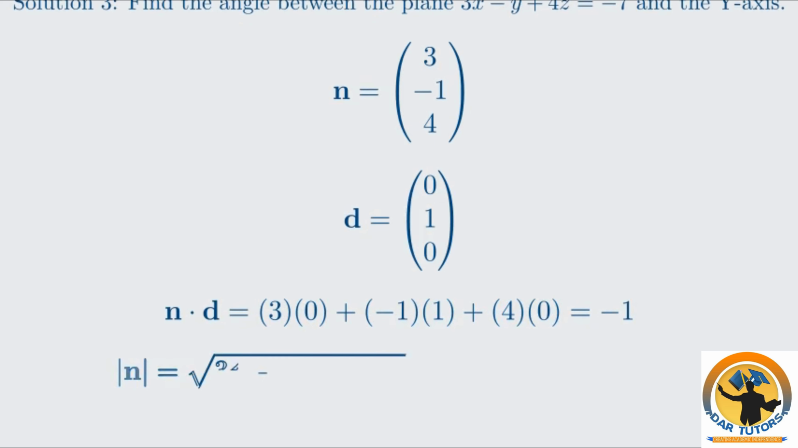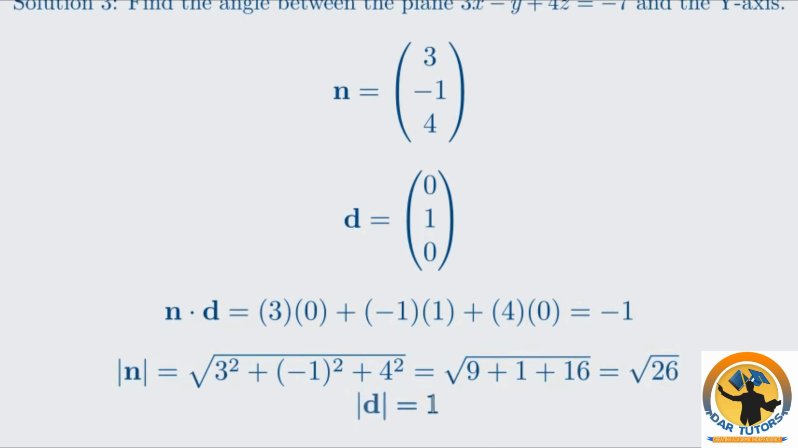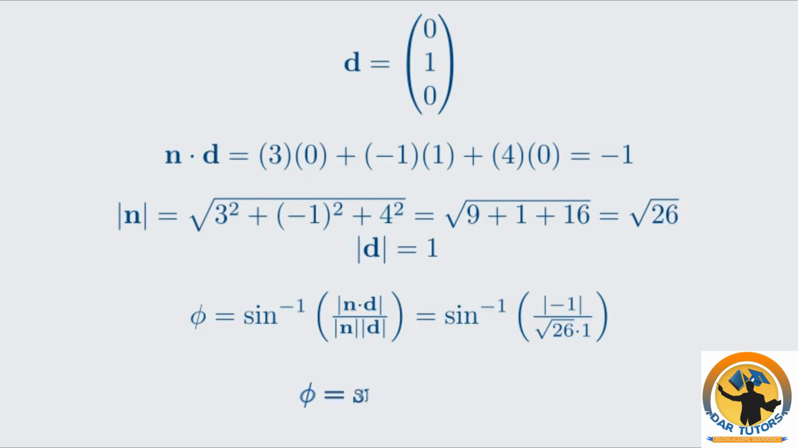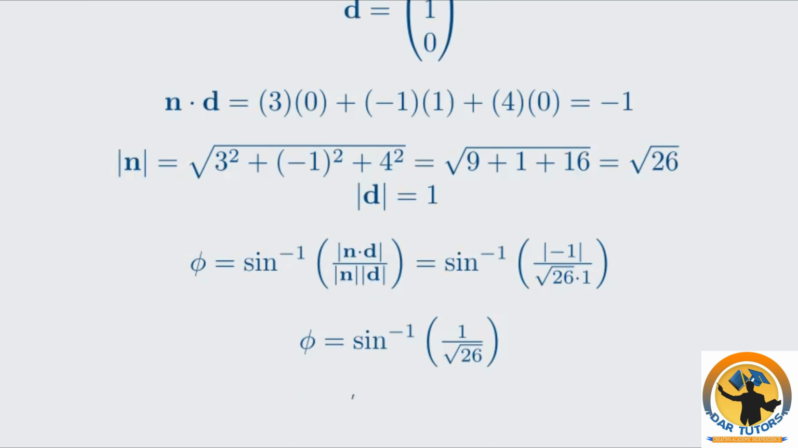The magnitude of n is the square root of 26. The magnitude of d is 1. Using the formula, the angle phi is the inverse sine of the absolute value of -1, divided by the square root of 26 times 1. This simplifies to the inverse sine of 1 over the square root of 26. Using a calculator, the angle phi is approximately 11.3 degrees, so the angle between the plane and the y-axis is about 11.3 degrees. Here is the solution for question 4.